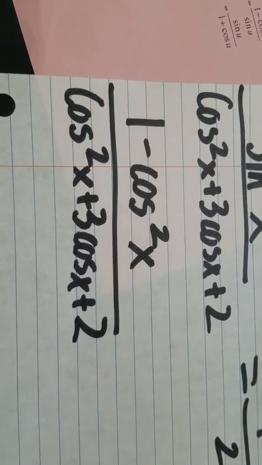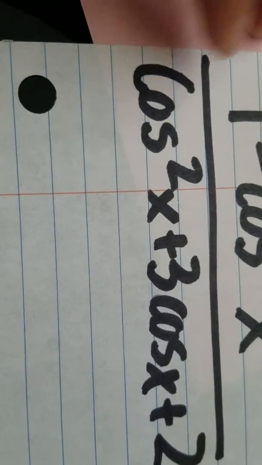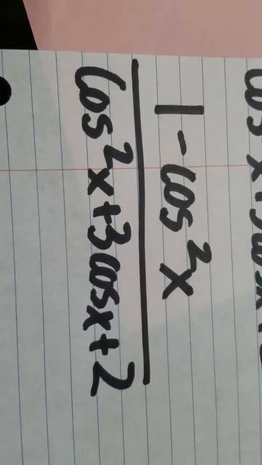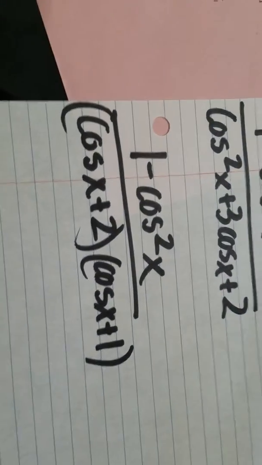So now, what can we do here? Well, I see a trinomial at the bottom. So, is it factorable? Well, let's try it out. Well, what do you know? It is factorable. Don't believe me? Well, let's FOIL it out.